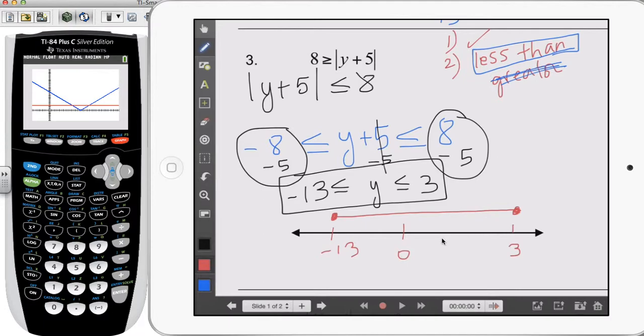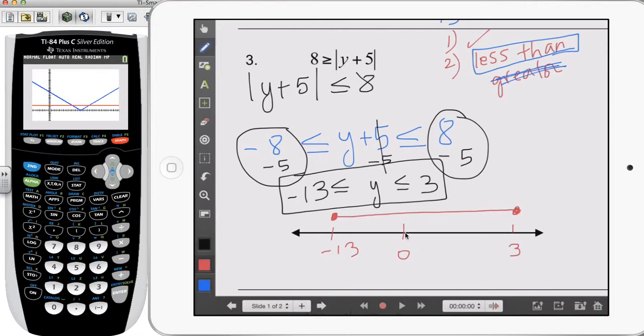So that's the difference between an inequality and an equation. In an equation, you're going to have a max of 2 solutions, or maybe one solution or no solution. In an inequality, you're going to have a number of solutions. So as you can see, more than 2. Any number between negative 13 and 3 will work.